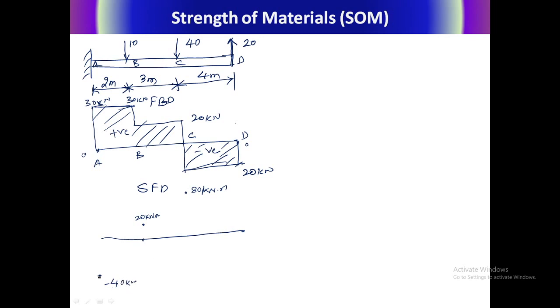Now you just join. Now this is the bending moment diagram. This is negative bending moment. This is positive bending moment. Now this is point A. This is point B, this is point C, and this is point D. Now just catch it. Now this is the representation of the bending moment diagram. Now do we have any query about these cantilever beam problems?